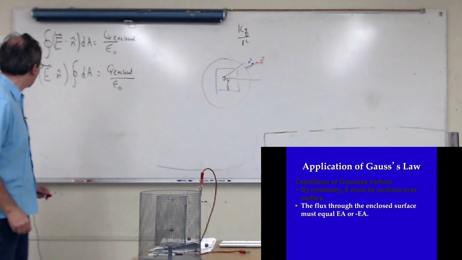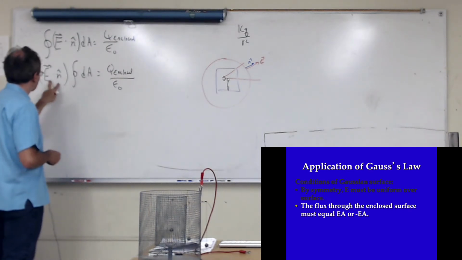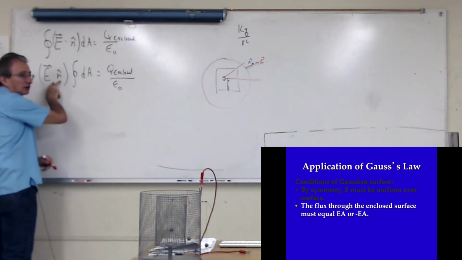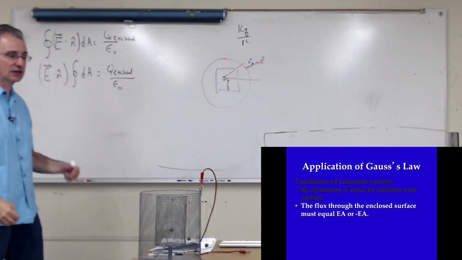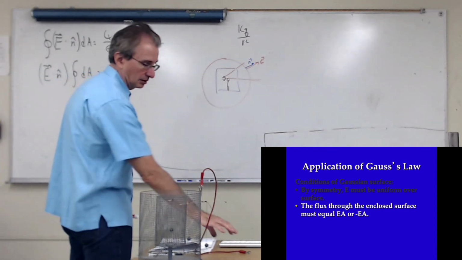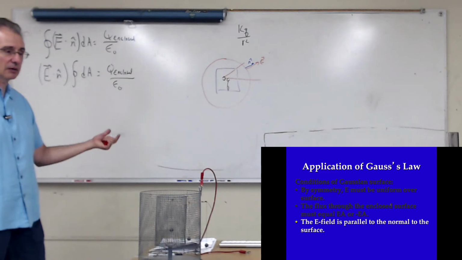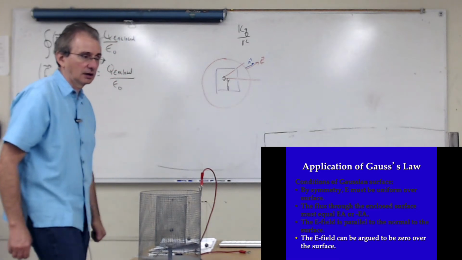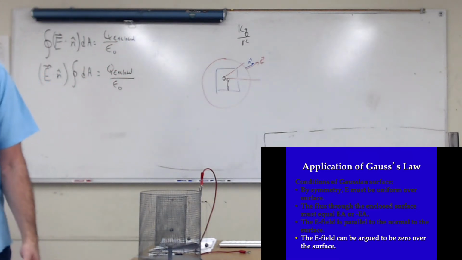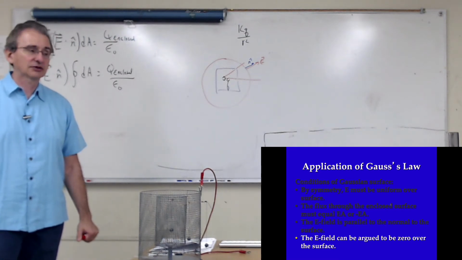It turns out that this dot product has to be either E or minus E. In other words, in order for you to be able to pull this out of the integral sign, these two vectors have to be either parallel or anti-parallel to each other, so that the flux is E times A or minus E times A. Meaning the field has to be either parallel to the normal or anti-parallel to the normal. Same direction or opposite directions. And then the other case you can consider is that the electric field can be argued to be zero over the surface, which you can do in some cases.